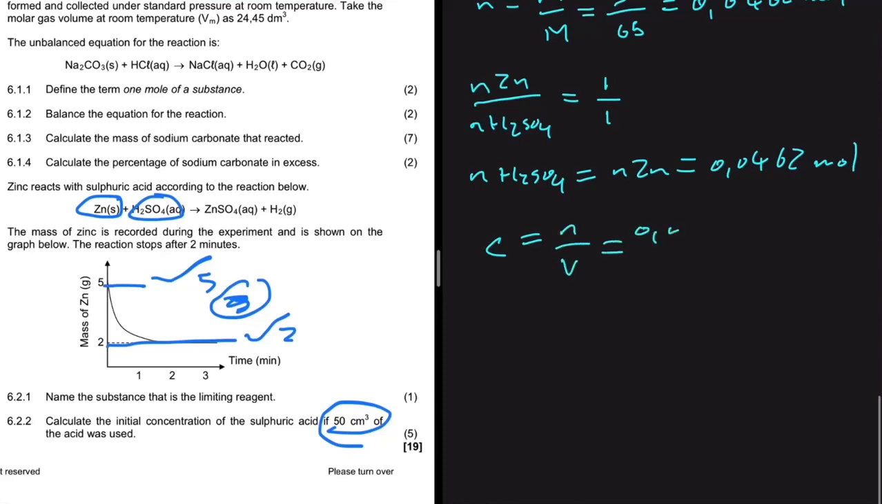So we have 0.0462 divided by the volume, right? 50 centimeter cube. Obviously, we're going to divide it by 1,000. We deal with decimeter cube. We are chemists, right? And when you punch that in your calculator, I wish you get 0.92 moles per decimeter cube.